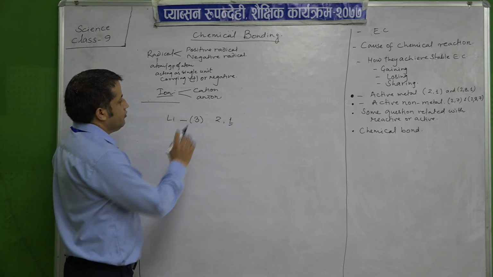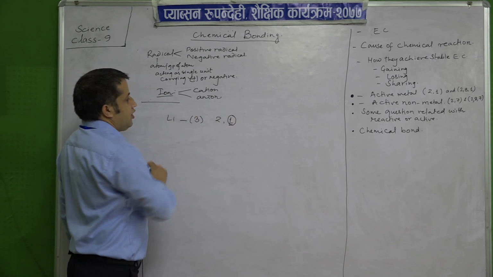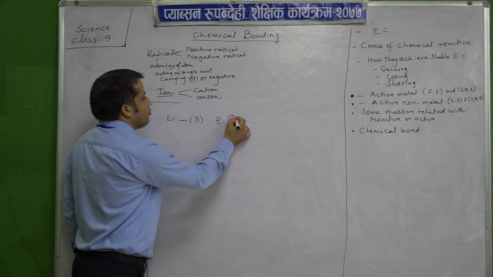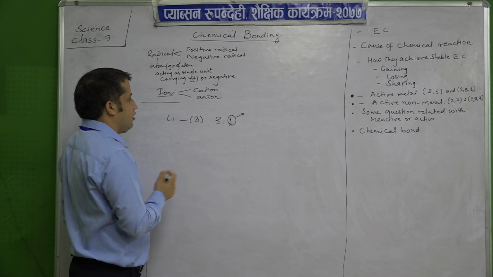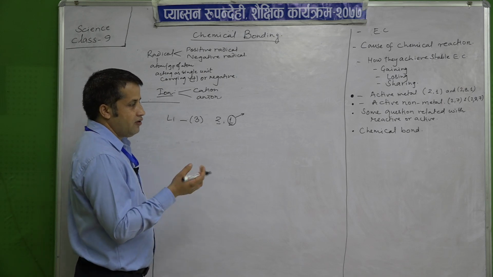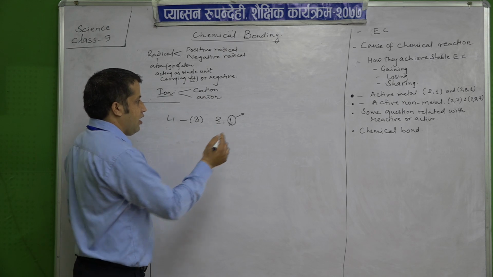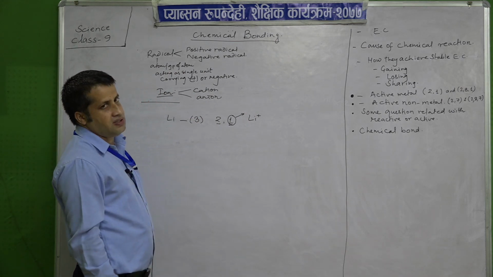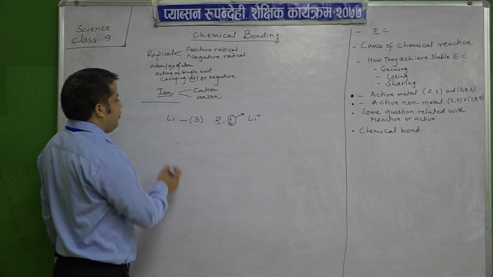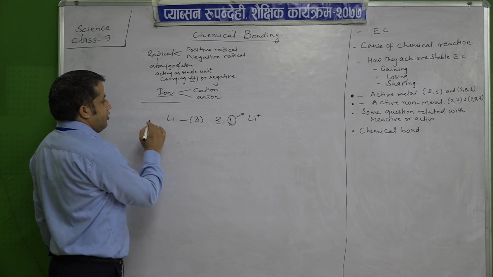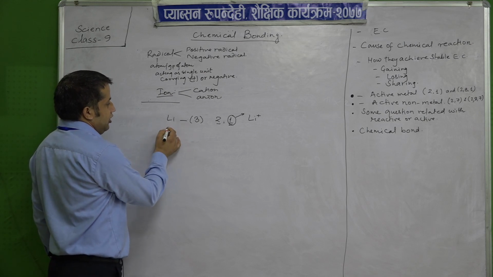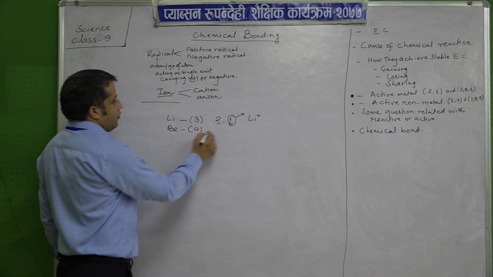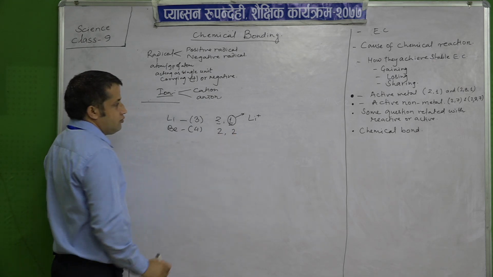Okay. Now, this became more than the duplet configuration. So, it will try to give out or lose that electron to have charge. So, last class we have studied that after giving it, it will attain a positive charge. Similarly, if you see another example after lithium, beryllium, atomic number 4, 2, 2.